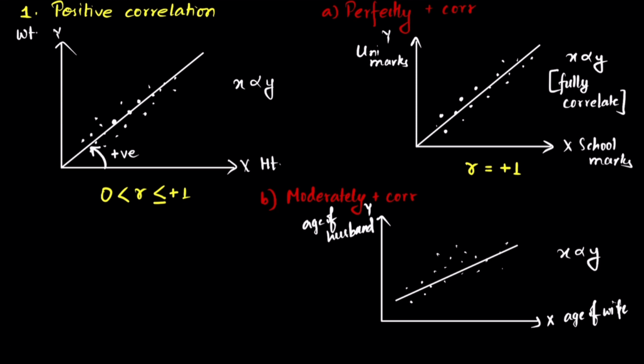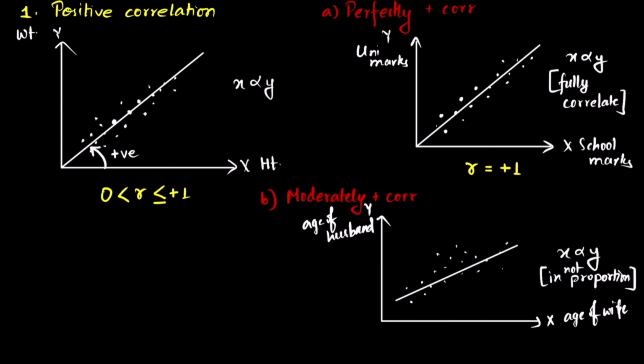But then it is not fully correlated, or it is not in proportion. X is directly proportional to y, sure, but it is not in proportion. That is, when x increases by 1, y does not increase by 1. X might increase by 1 and y might just increase by 0.2. So there is no perfect correlation between the two variables.